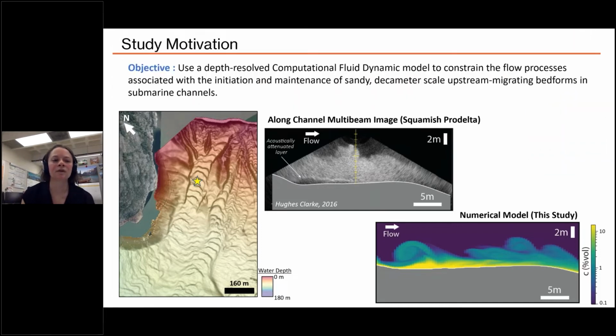So the objective of this study was to use a depth-resolved computational fluid dynamics model to constrain the flow processes associated with the initiation and maintenance of bedforms in submarine channels. These particular bedforms are sandy, decameter-scale, and have been observed to migrate upstream. The advantage of this approach, as shown in the image on the bottom, is that we're able to simulate these processes to scale and observe elusive flow properties such as their sediment concentration.